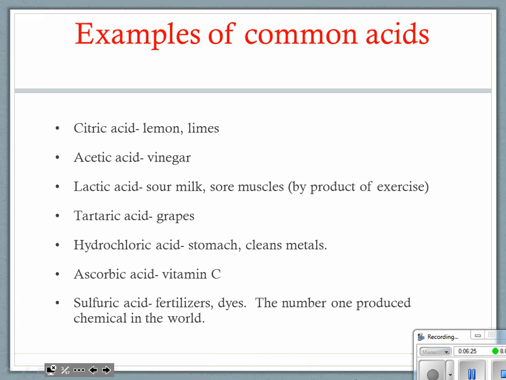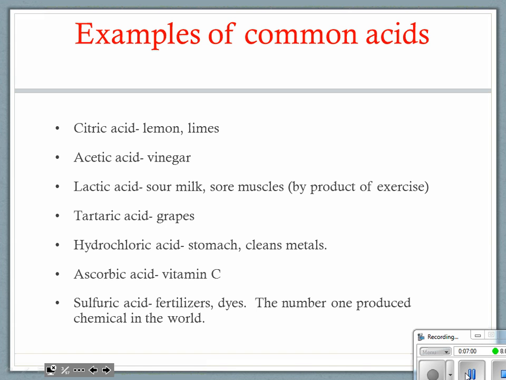Now, you don't need to write all of these down. If you want to get a couple of them down, that's fine. But I just listed for us some common acids. Citric acid is in lemons and limes. Acetic acid is the main ingredient in vinegar. Lactic acid is in sour milk, and it's also produced by your muscles, a byproduct of exercise.